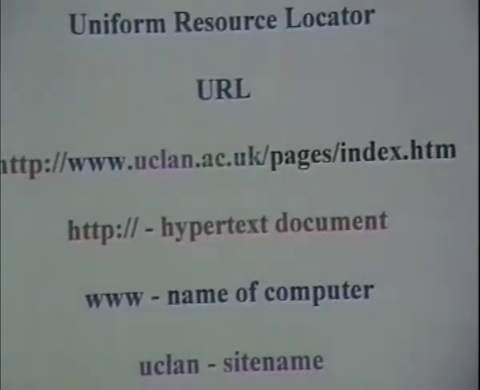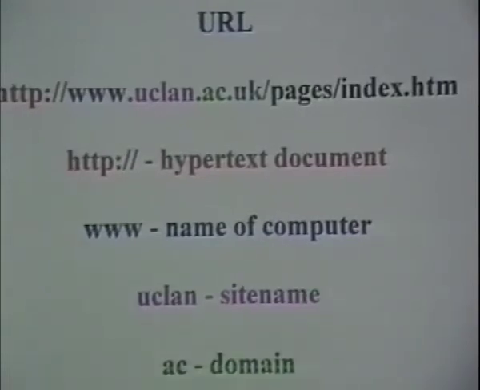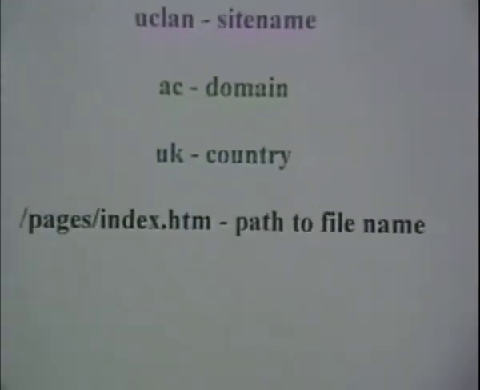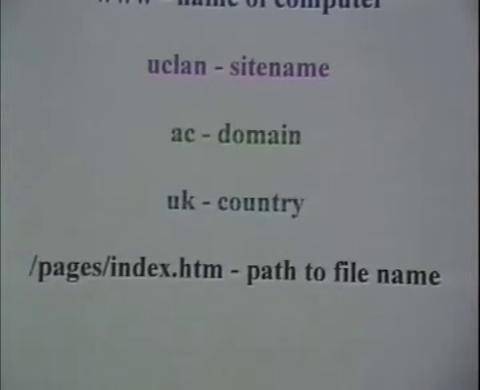In this case, UCLAN, the University of Central Lancashire. Then following that, there is a domain name. Now, we're an academic institution, so in the UK, all academic institutions have got .ac as their domain name. And then following that is the country, .uk. And then, if you're familiar with using a personal computer, what follows is just the path to the file name, just where it is located on your computer.